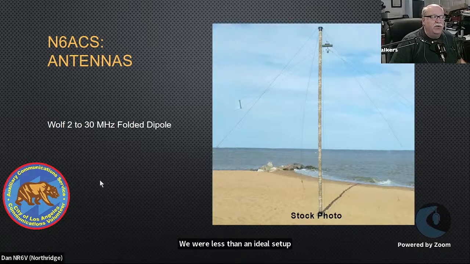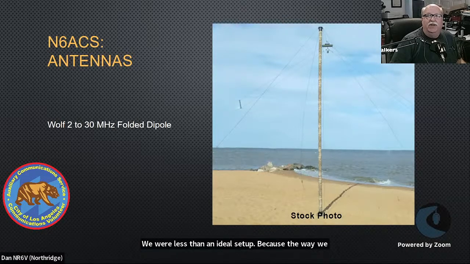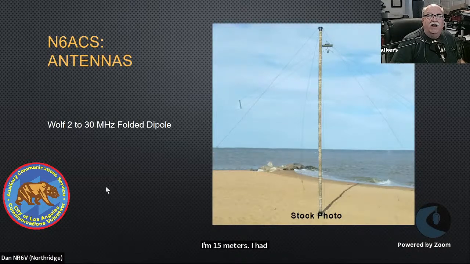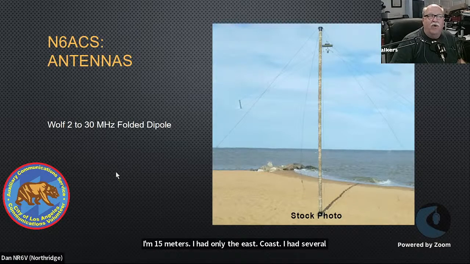because of the way we were up in trees. Out in the open, like you see in this photo, would probably work better. But on 40 meters, it was basically all NVIS. I worked the Western states, pretty much all of them. On 15 meters, I had only the East Coast. I had several Canadian contacts up in Ontario. I had New York, Virginia, most of the southern states, but nothing on the West Coast. So it was kind of interesting.